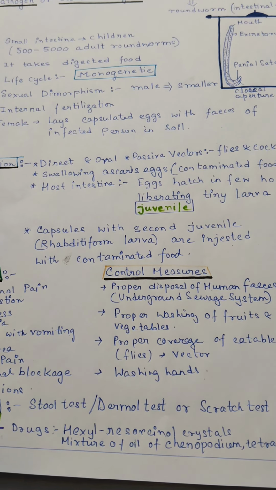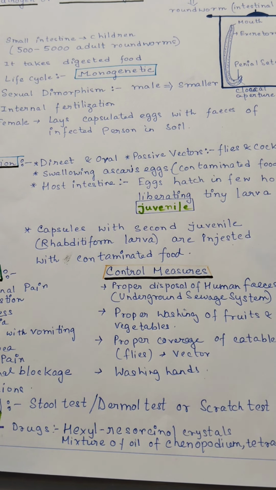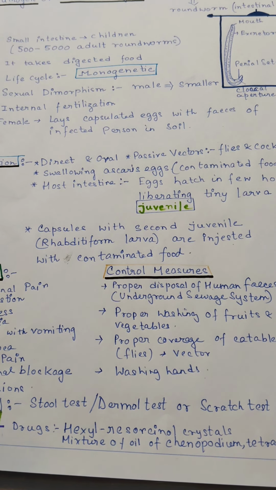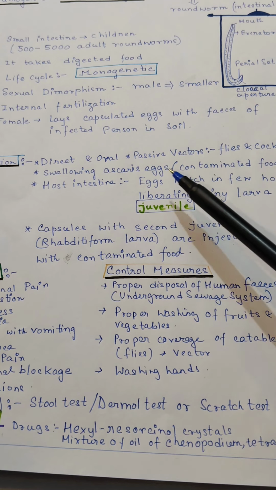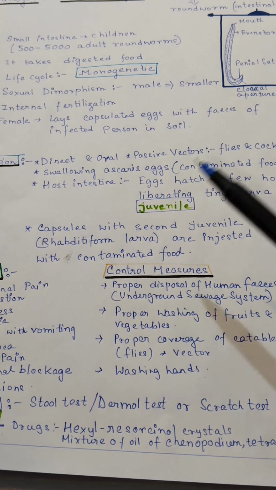Passive vectors are flies and cockroaches. They carry these capsulated eggs in their body or in their mouth. Swallowing Ascariasis eggs, as I have mentioned, from contaminated food source. In the host intestine, that is in the body of the host, the eggs which are taken with the vegetation or the contaminated food hatch in a few hours, liberating tiny larvae called juveniles.